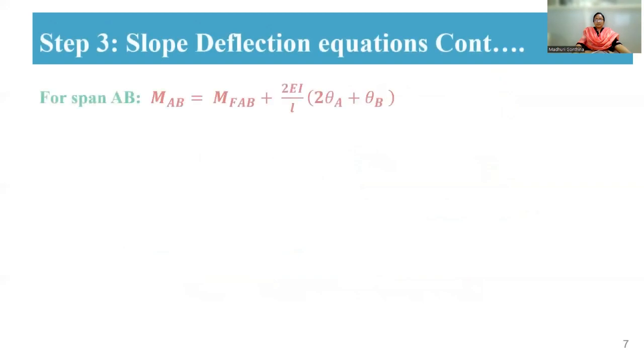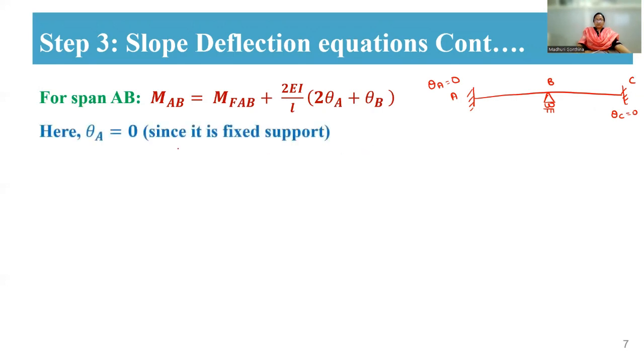Next, you're going to substitute these slope deflection equations for both the spans. So here, if you just consider the beam, this is a beam, right? Here, this is A support, this is B support and this is C support. So here theta A will be equal to 0. Why? Because it is a fixed support. And here theta C will be equal to 0. So now we are going to substitute these two things in the slope deflection equations.